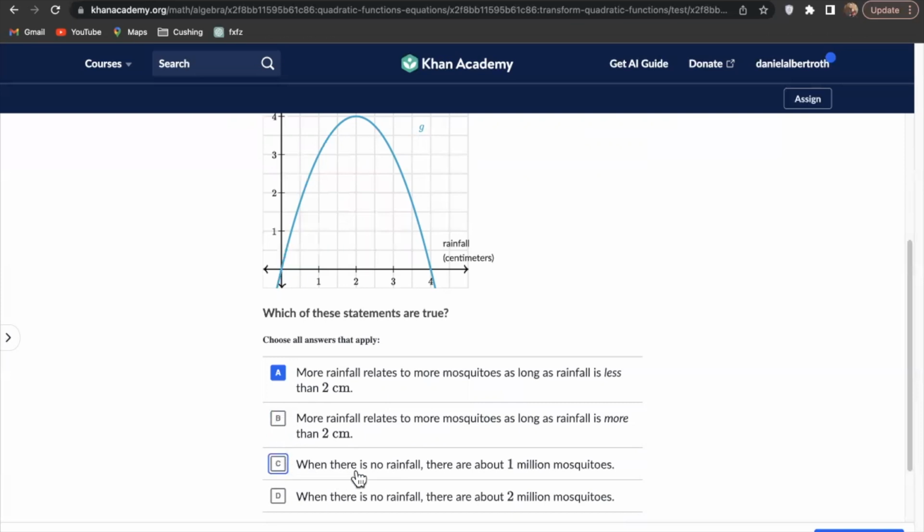C says when there is no rainfall, there are about 1 million mosquitoes. So it's saying that when the rainfall is 0, we should see 1 million mosquitoes. That point would be right here. That's not on the graph. When there's no rainfall, there are no mosquitoes. So I don't like C. And D says when there's no rainfall, there are about 2 million mosquitoes. I don't like that either. When there's no rainfall, the graph is showing me that there are 0 mosquitoes. So I think A is my only correct answer here.